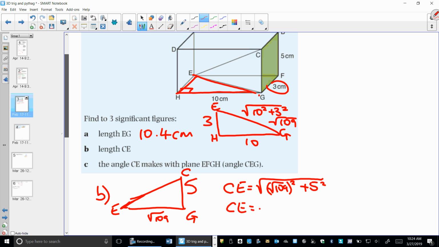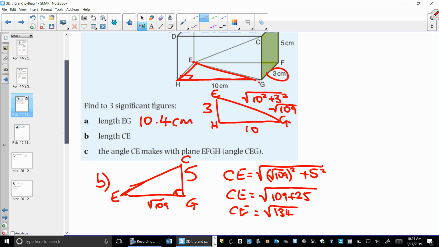Wait, that's not a right angle, is it? Yes. C to G to E. The right angle's at G. Are you with me? So that's going to be 109 plus 25. So CE is the square root of 134. That mental maths. Amazing.